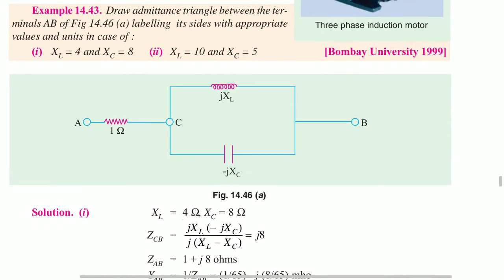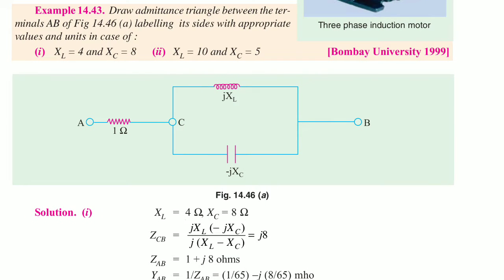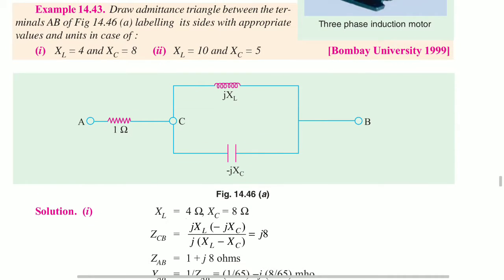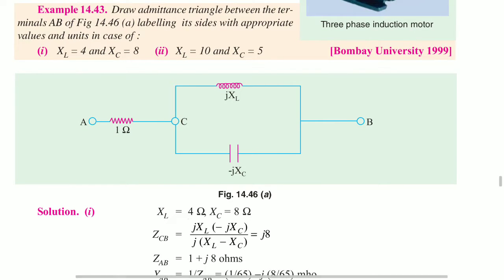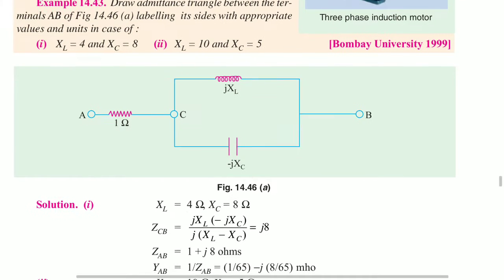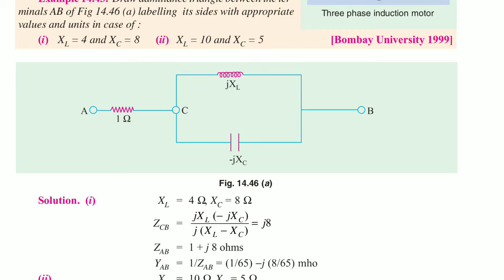So what is given here? A 1 ohm resistance between the A and C terminals, and jXL and jXC are in parallel, connected between the B and C terminals. So jXC and jXL are parallel, and we have to find the resultant reactance from these two parallel branches.